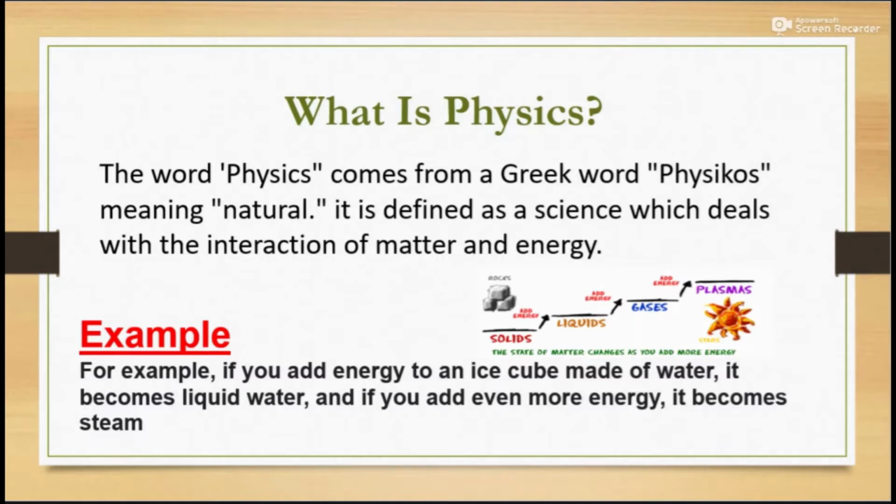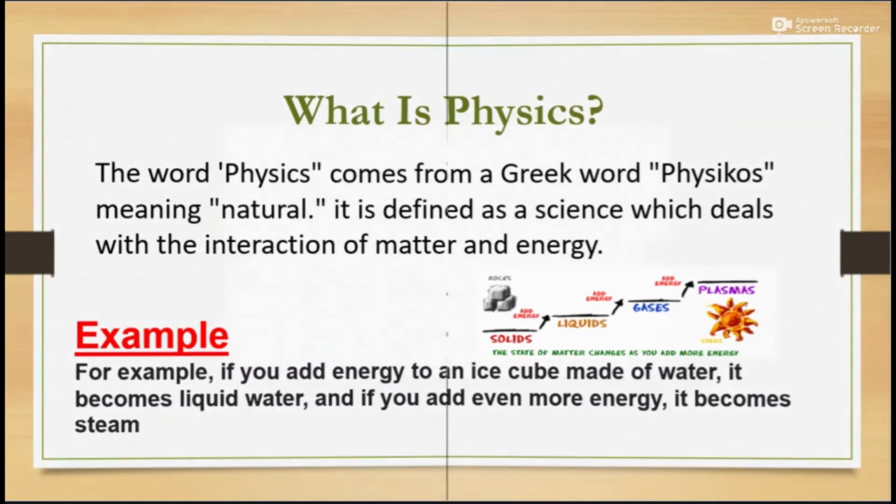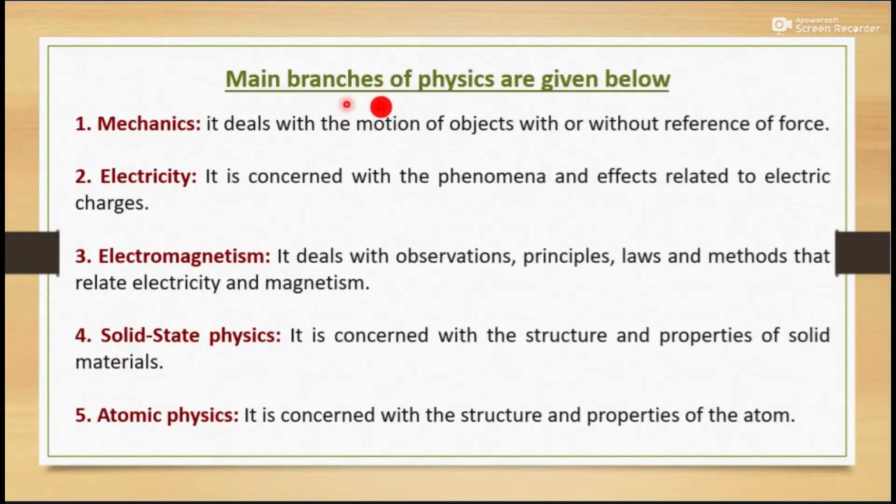Okay, now again we will study physics and its branches. First of all, the main branches of physics are given below. Mechanics: the word mechanics comes from motion. We will discuss the motion of objects without reference to force. That is called mechanics.